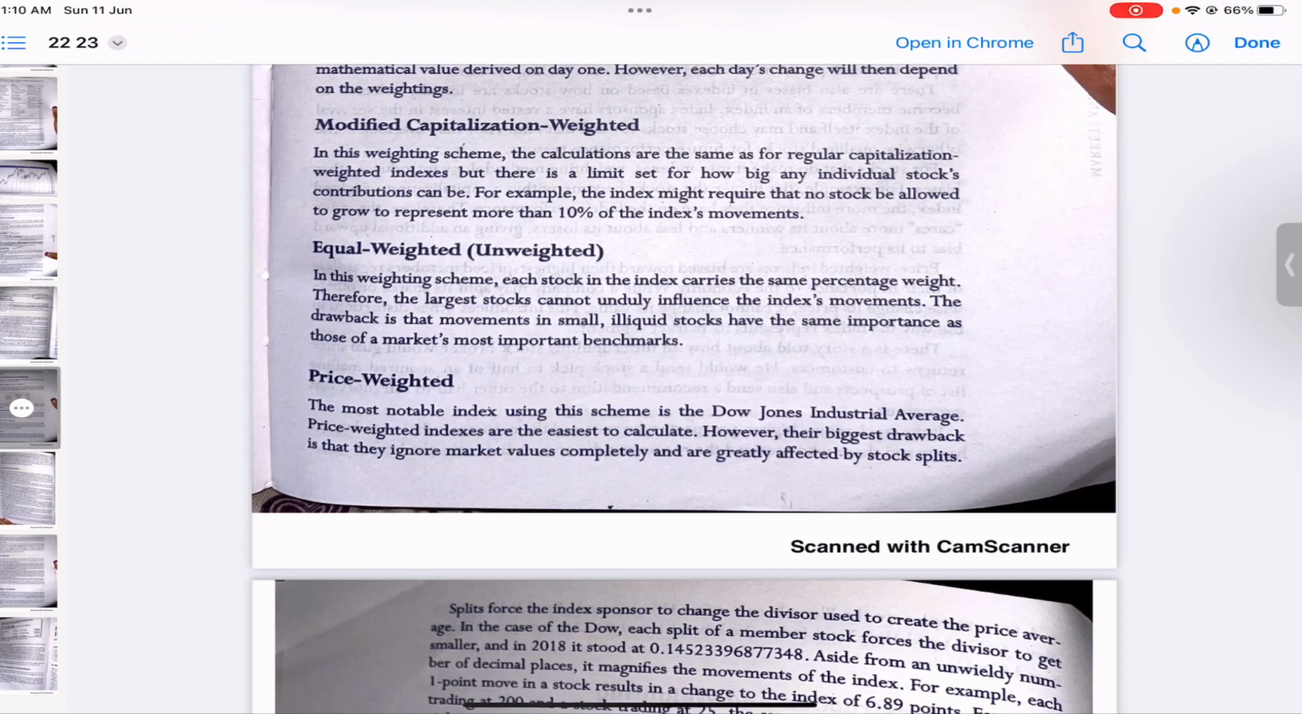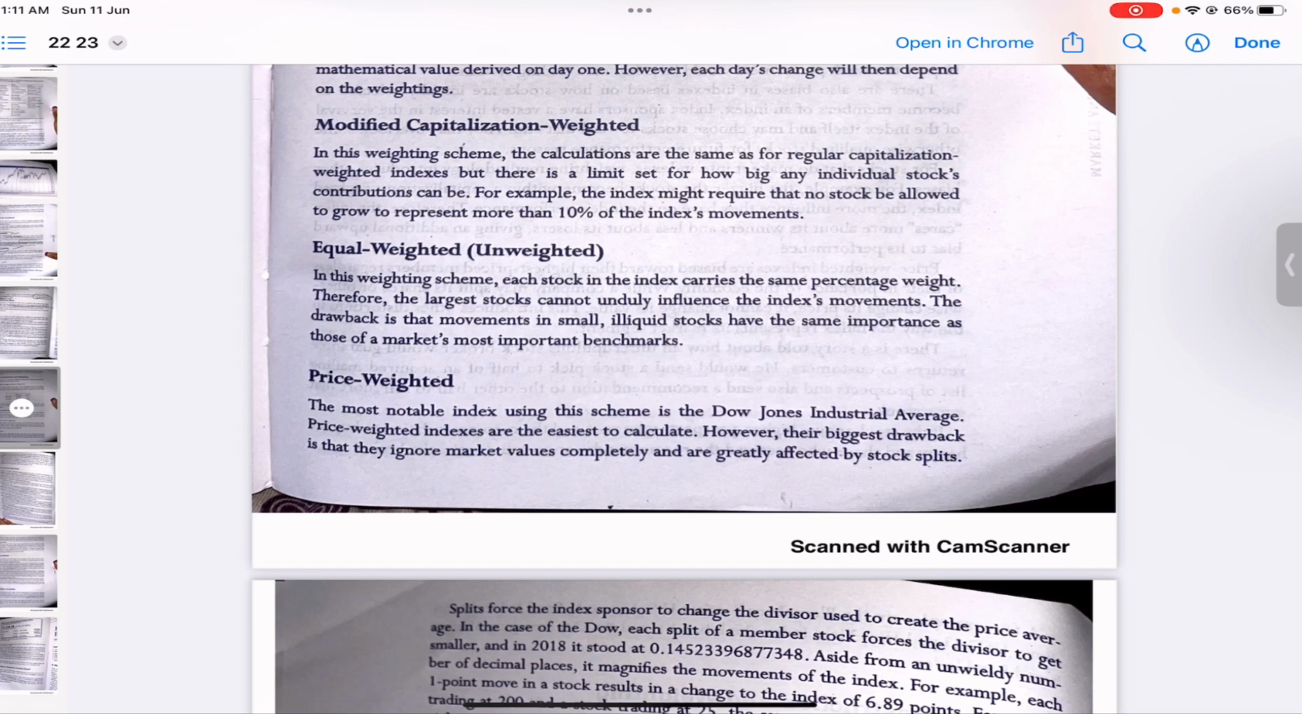But that's not really fair, right? So to deal with that problem, they came up with a modified capitalization weighted method. In this, there is a limit on how big a company can be. For example, the index might require that no stock be allowed to grow to represent more than 10% of index movements. So no stock is going to be responsible for more than 10% of the movement in the index. So this is one such method.